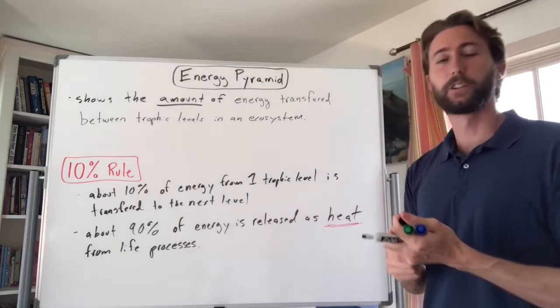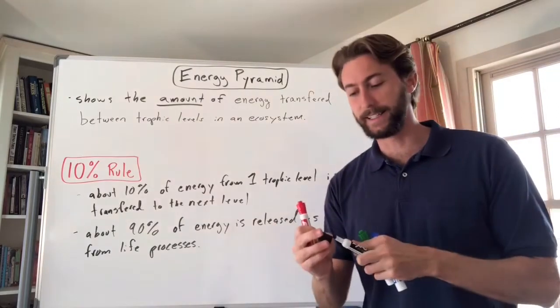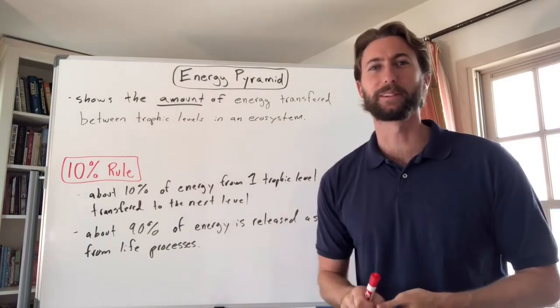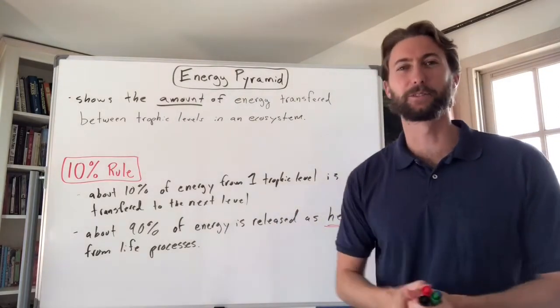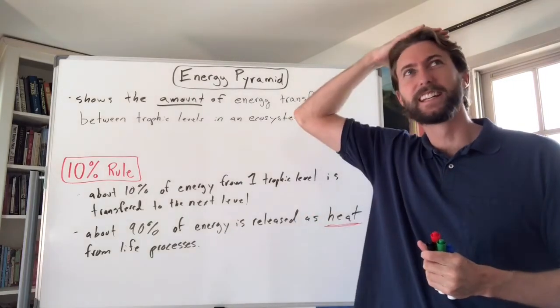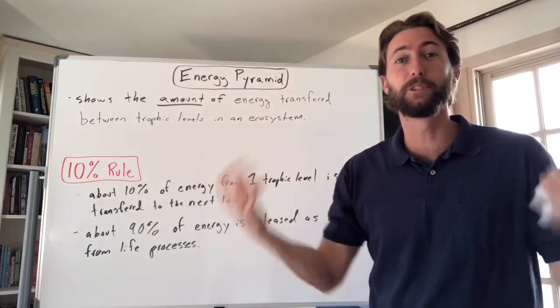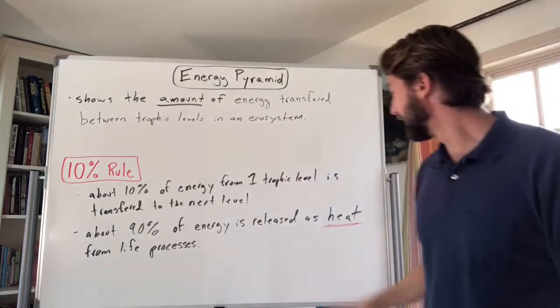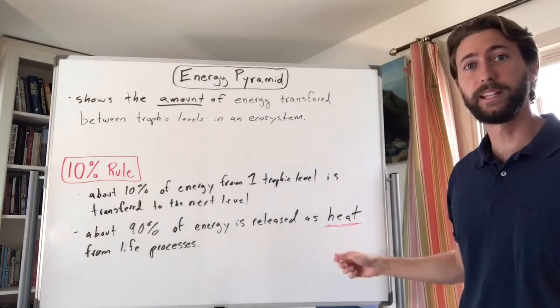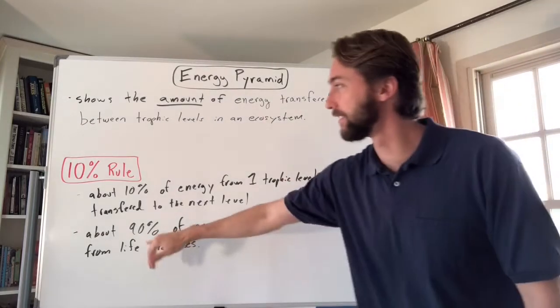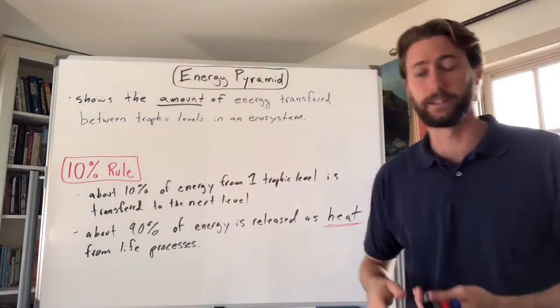Lost as heat. I remember I grew up playing soccer when I was younger, and I remember a soccer practice when I was really young in elementary school. I'd be running around, and I could feel heat coming off my head. My head felt like it was steaming, right? That's because I'm using so much energy and I'm releasing it. I'm releasing 90% of that energy as heat, and all organisms do that. That's why a lot of it's lost, and we only have 10% transfer from one level to the next.